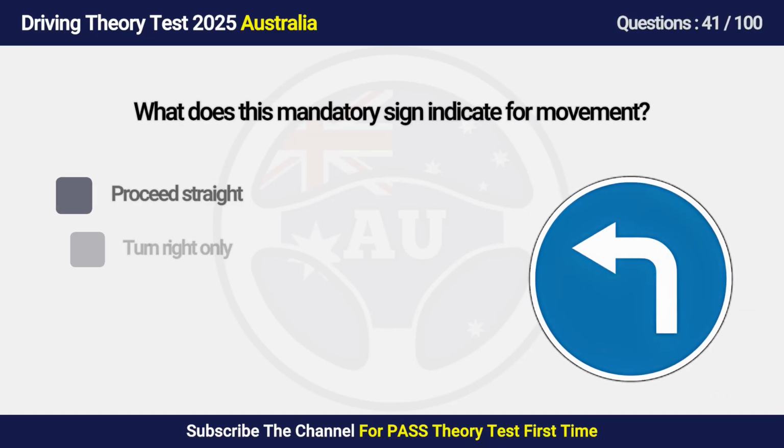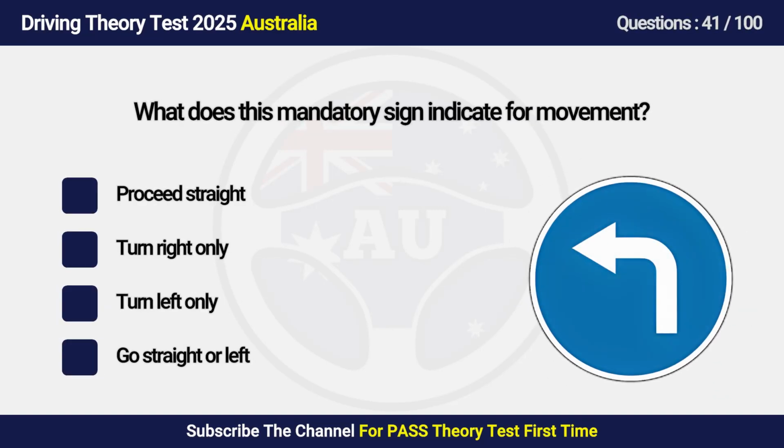Question 41. What does this mandatory sign indicate for movement? A. Proceed straight. B. Turn right only. C. Turn left only. D. Go straight or left.